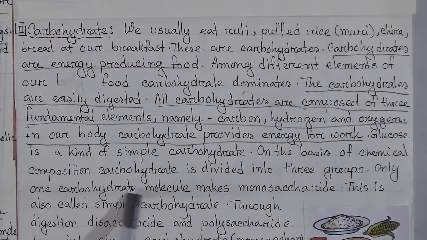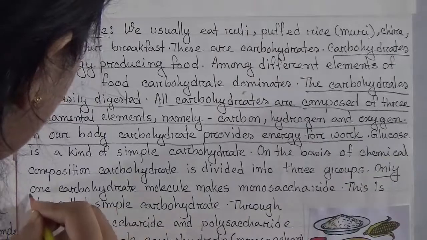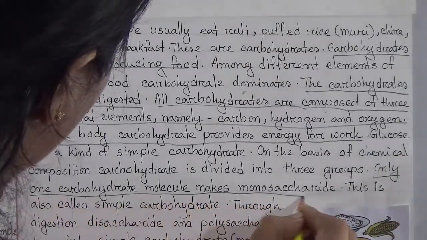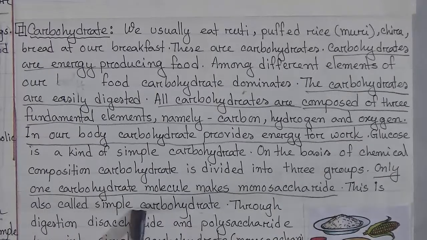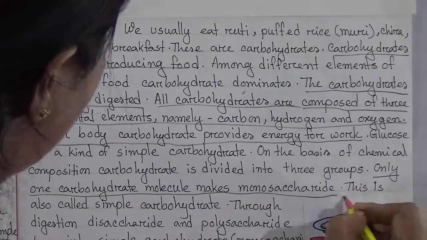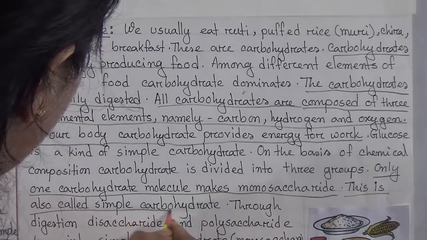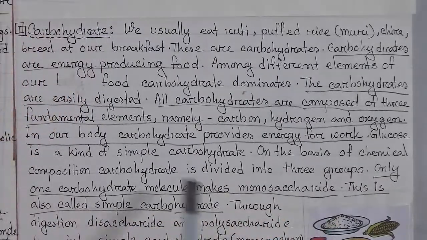Only one carbohydrate molecule makes a monosaccharide, two carbohydrate molecules make a disaccharide, and many carbohydrate molecules make a polysaccharide. Monosaccharide is also called simple carbohydrate.